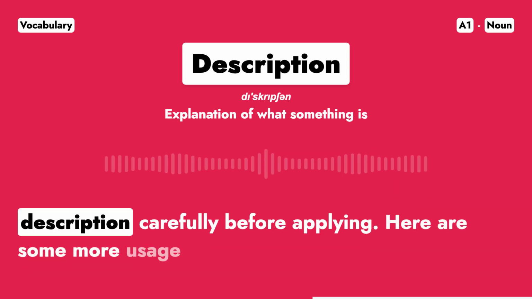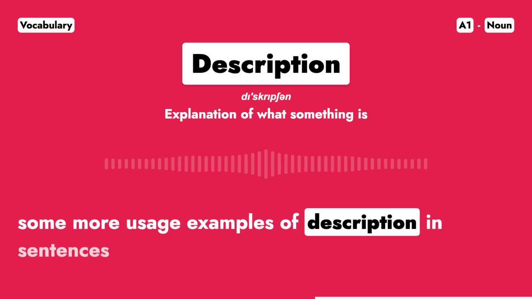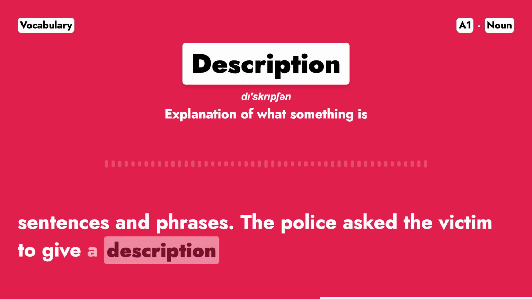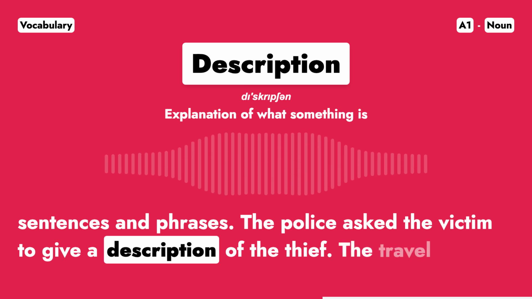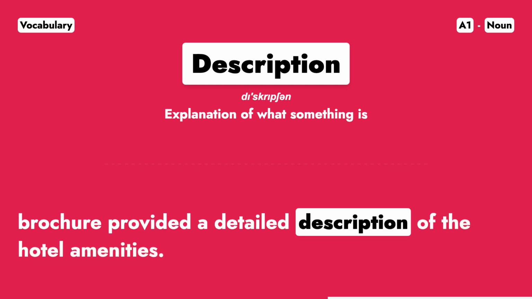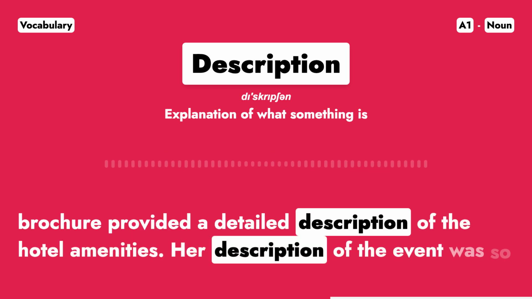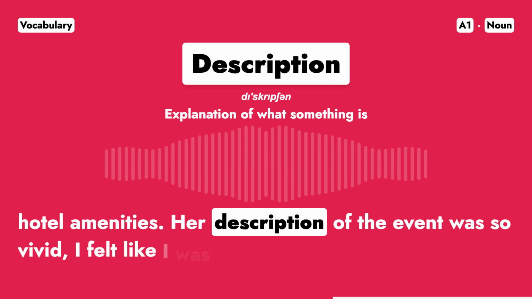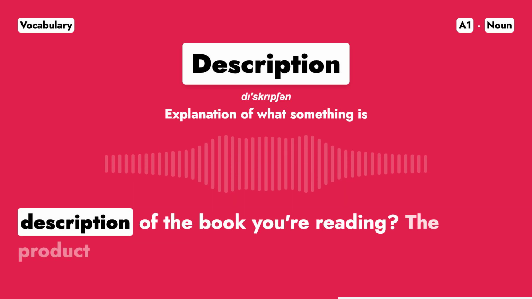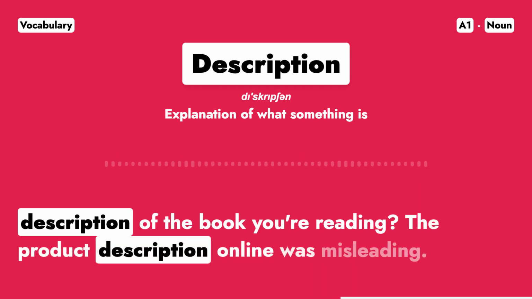Here are some more usage examples of description in sentences and phrases. The police asked the victim to give a description of the thief. The travel brochure provided a detailed description of the hotel amenities. Her description of the event was so vivid, I felt like I was there. Can you give me a description of the book you're reading? The product description online was misleading.